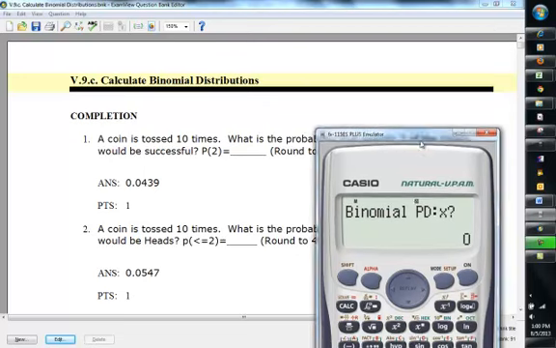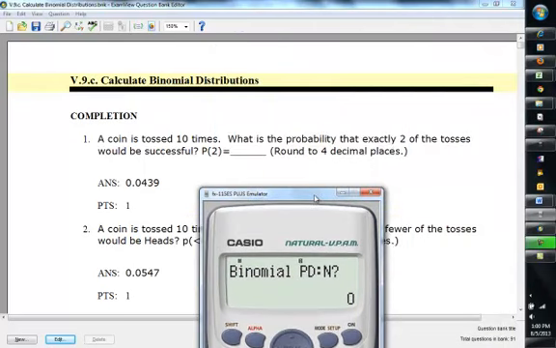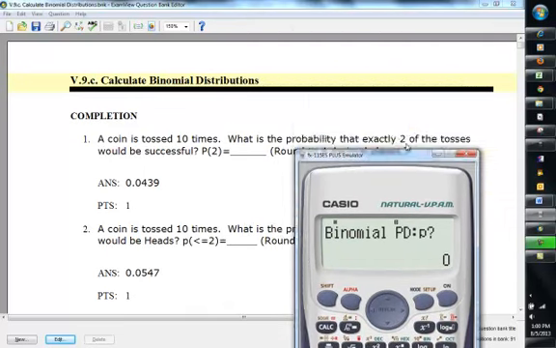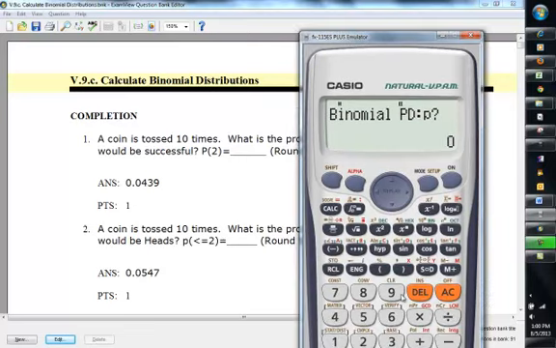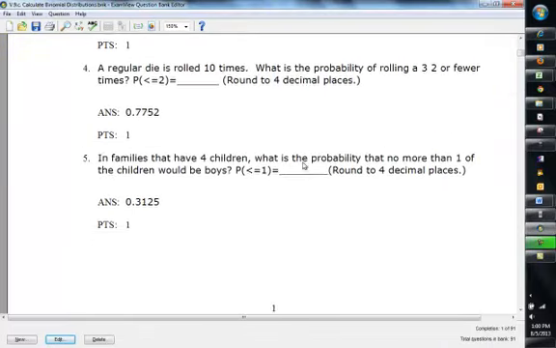And they say, what is the number of successes? 2. Out of how many tosses? 10. And what's the probability of success? Well, if it's a head or tail, the probability of success is 0.5. And we calculate that, we get 0.0439. Next one.